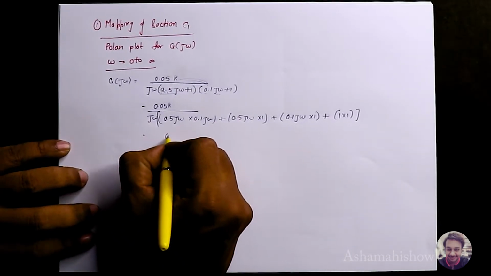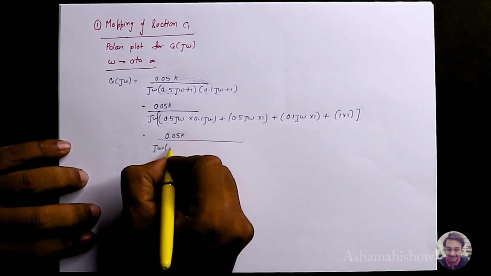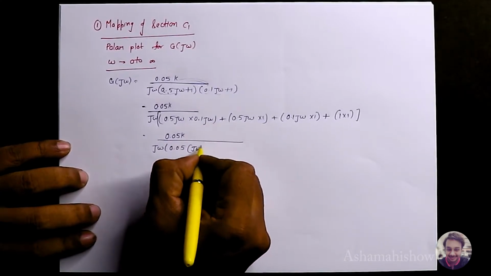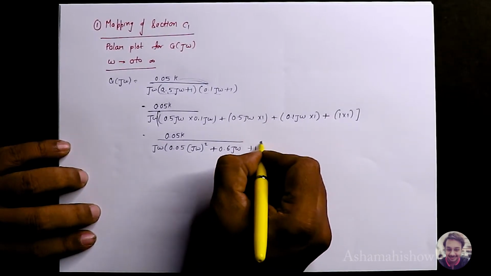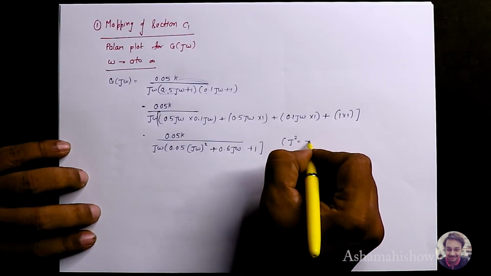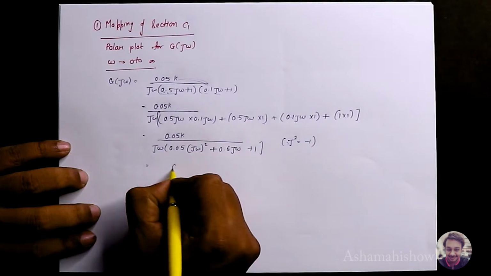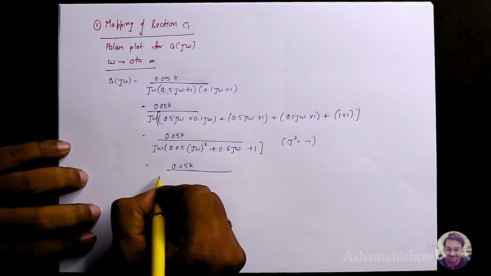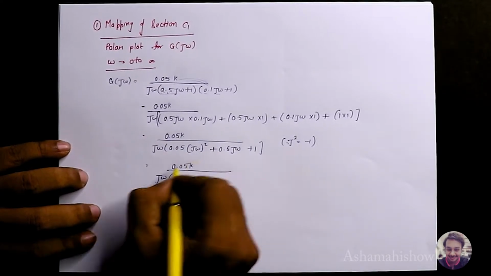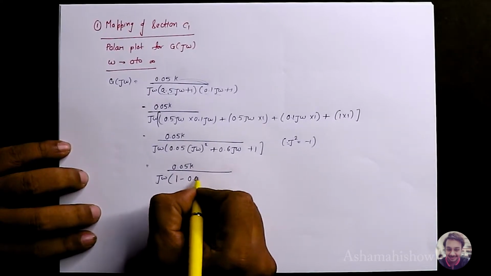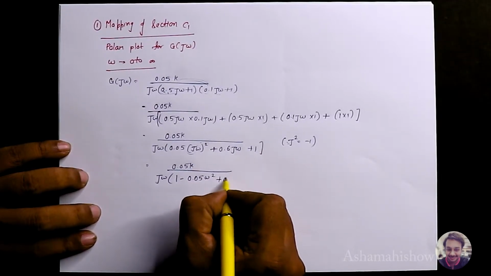Now if you solve this, I'm doing it step by step so that no one feels much difficulty. This is 0.05 j omega square, and this is 0.6 j omega, and this plus 1. We all know j square is minus 1, so let us substitute that here. I'm rearranging this entire term. Okay, I'll keep 1 here, minus 0.05 omega square, because j square is minus 1, so the minus has come here, and this will be as it is.